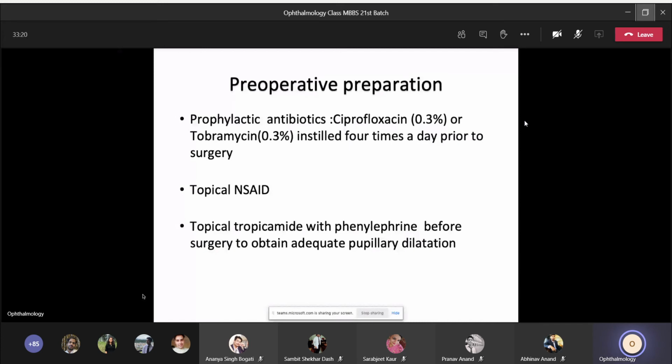On the day of surgery, around 30 minutes before cataract surgery, we have to dilate the pupil of the eye to be operated. To dilate, we use the medications tropicamide and phenylephrine. Do you know what tropicamide is? It's a mydriatic drug, a drug which helps in mydriasis, and along with phenylephrine, we do the pupillary dilatation.